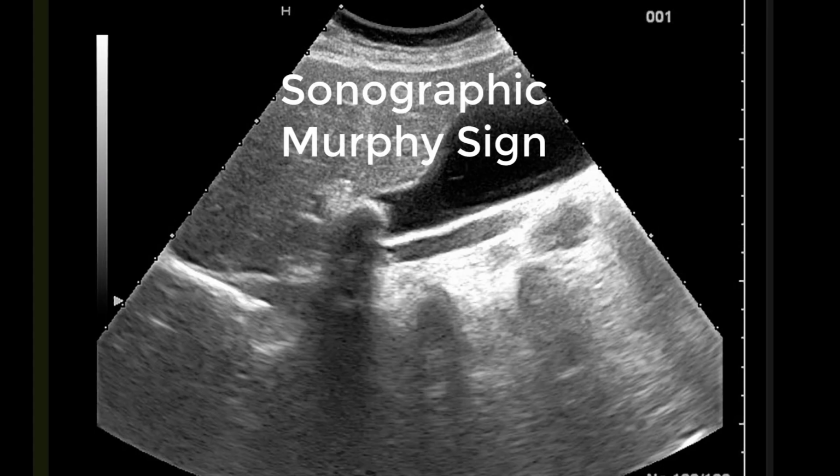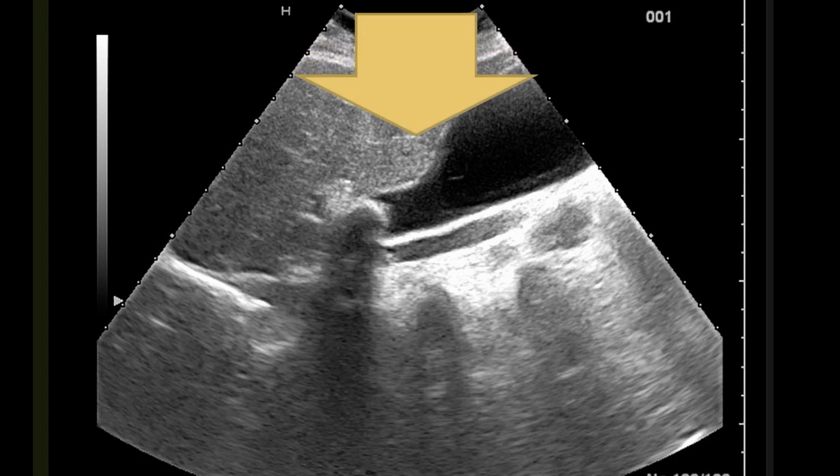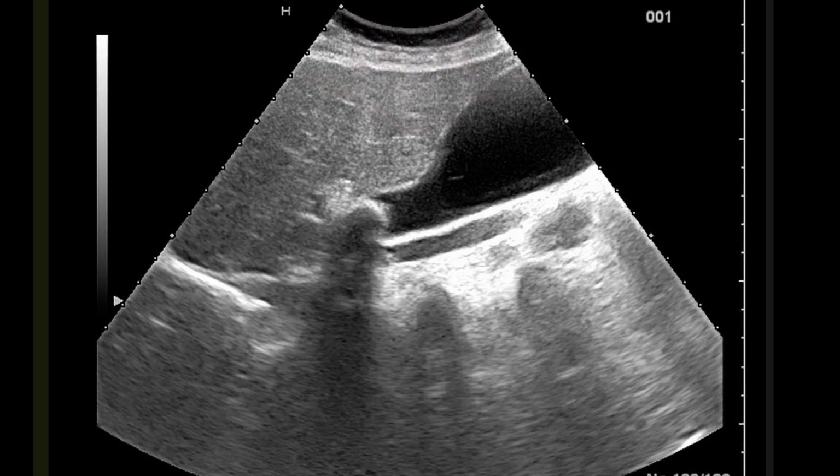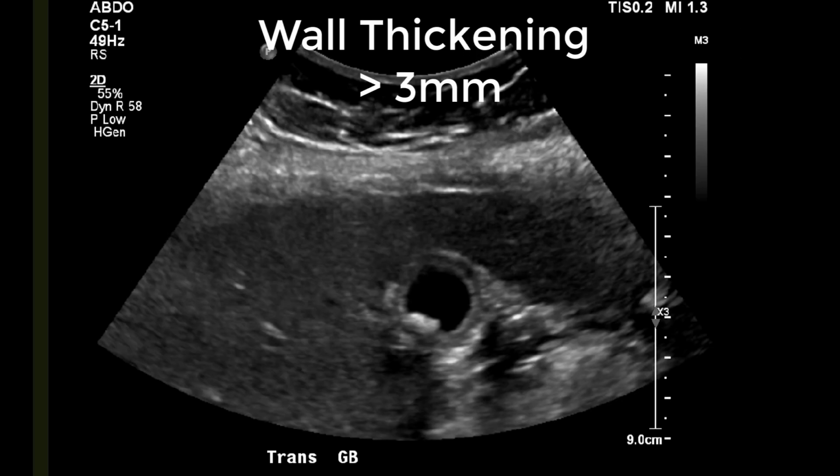Sonographic Murphy sign is defined as maximal abdominal tenderness from the pressure of the ultrasound probe over the visualized gallbladder. A positive sonographic Murphy sign in the presence of gallstones confers a positive predictive value of 92%. On the other hand, the absence of a sonographic Murphy sign carries a high negative predictive value for acute cholecystitis.